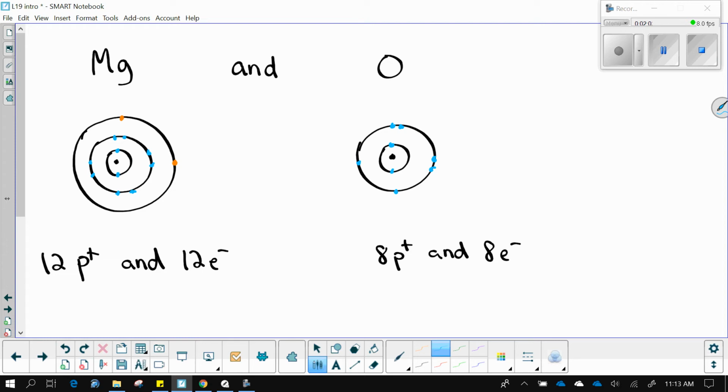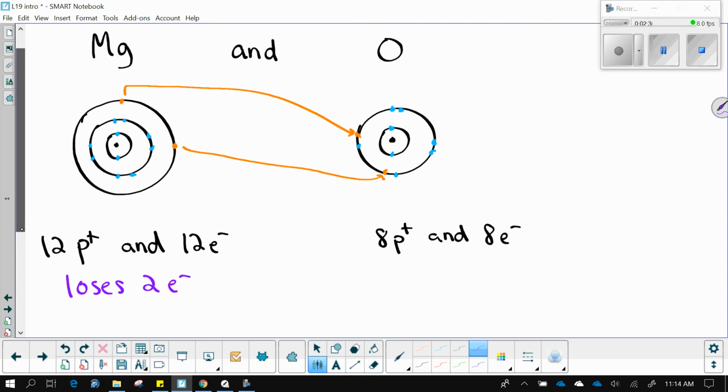All right, so oxygen and magnesium were hanging out one day and they both said, we can make this better. Magnesium said, I would just as soon ditch 2 electrons and I will give them to oxygen. So magnesium loses 2 electrons. Notice it loses all of its valence electrons. It had 2 valence electrons and it loses 2 electrons.